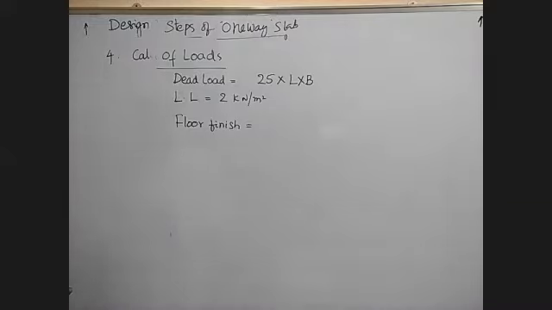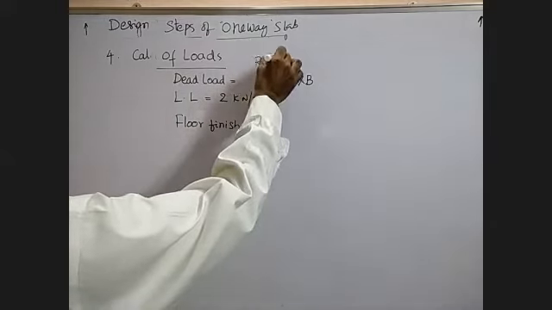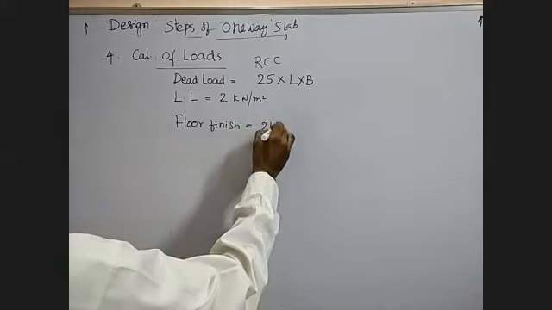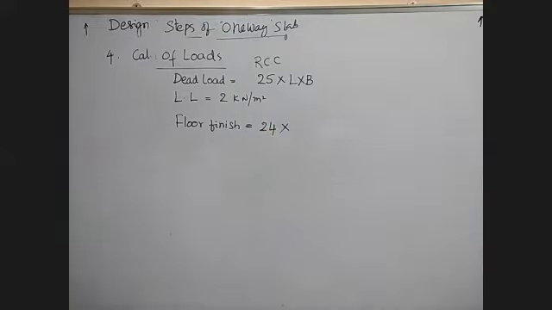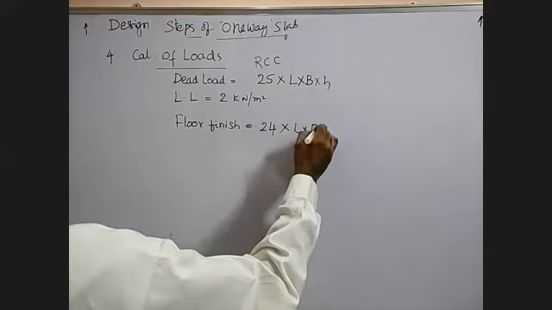Now the floor finish is equal to the unit weight of the RCC. Floor finish means you have to take the unit weight of the concrete, that is 24 only, 24 into the dimensions, same thing. The dimensions L into B into TF, thickness of the floor.